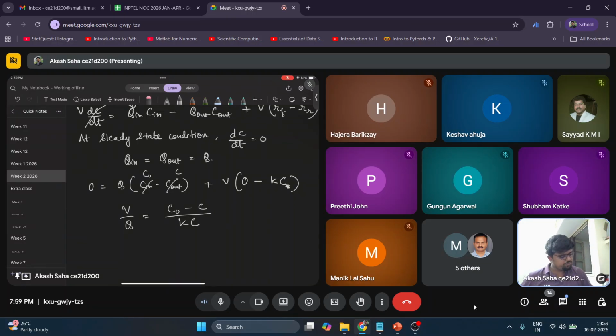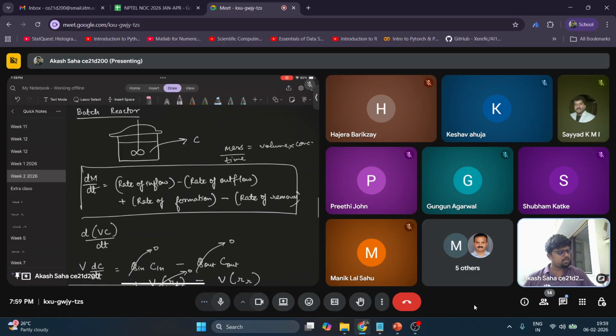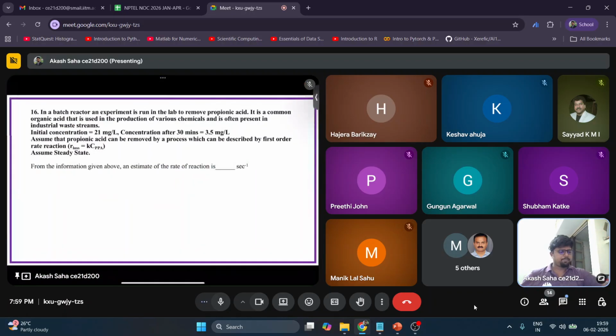Okay, so this V by Q is nothing but the hydraulic retention time. Hydraulic retention time, we will denote it as theta. So this is again one more equation for CSTR for first order. Okay, so just to give a revision of batch reactor and the continuous stir type reactor. I hope this is clear. Any doubt in this? Okay, we will move and solve the problem now.